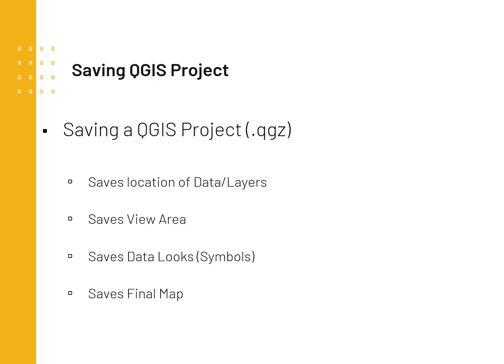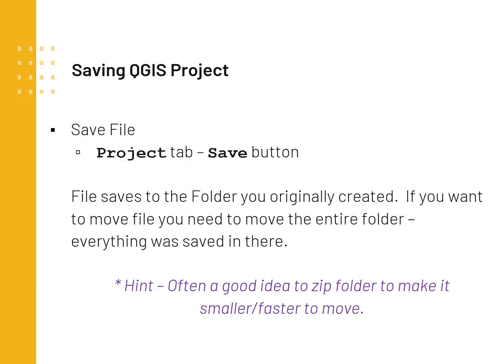It also saves the view area that we were looking at, any bookmarks had we had them. It will also save how the data looks, so its symbology. And if we had created a final map, it would have saved that as well. To save the QGIS project, go to the Project tab in your QGIS window and choose the Save button.